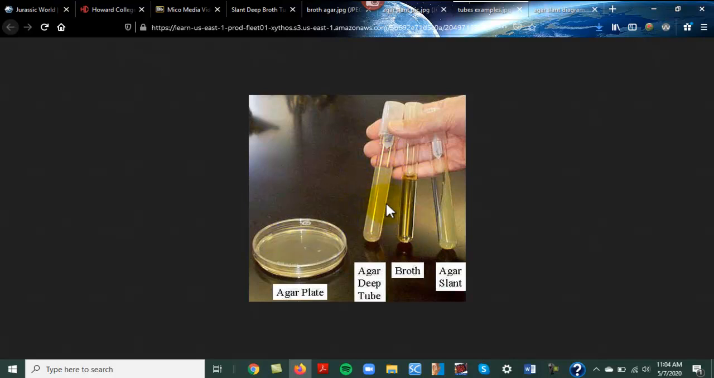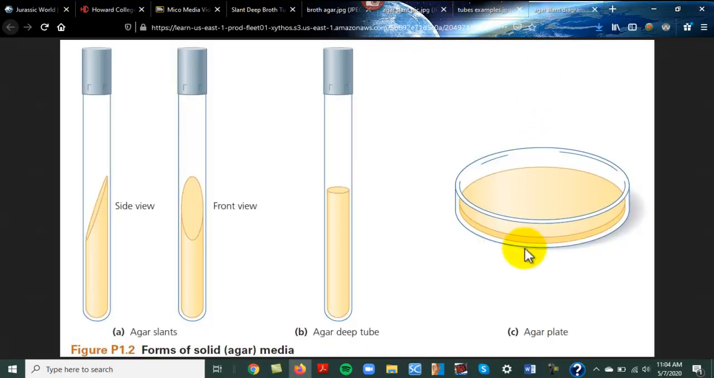This is called a deep agar tube. This is a broth tube, and this is an agar slant. Now, here's another picture. So the lid would be on top, and the agar is on the bottom. So when you work with micro, if you write instructions or if you write your name and your table number, you put it on the agar side, not the lid. The lid can come off. The lid can turn, move around. So if you're going to separate this into compartments or something, you do that on the agar side.